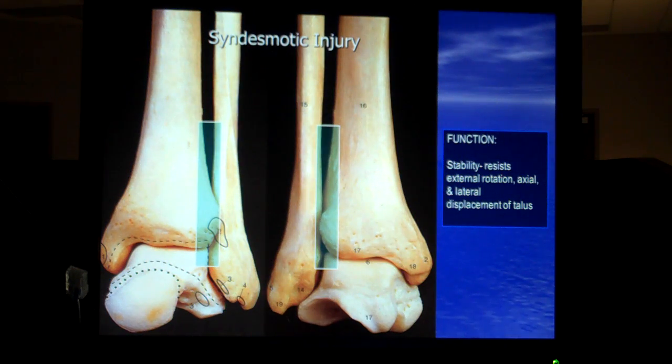I would disagree with that, actually. I think if it was my ankle and I had a widened distal tib-fib there, I don't know that you need to operate on it to fix it.